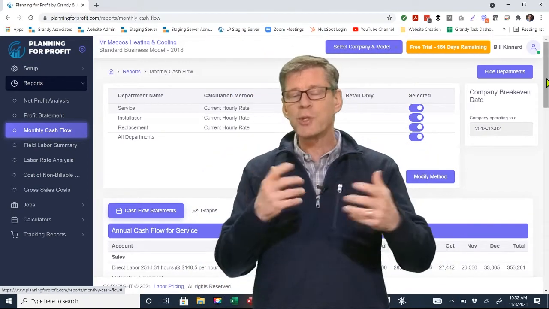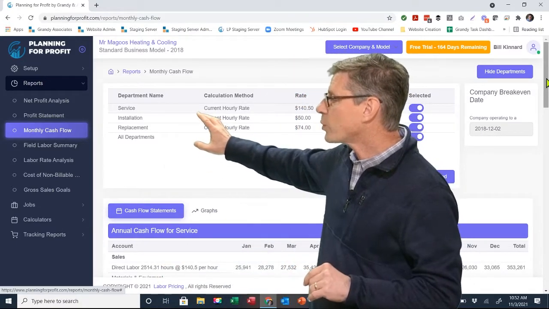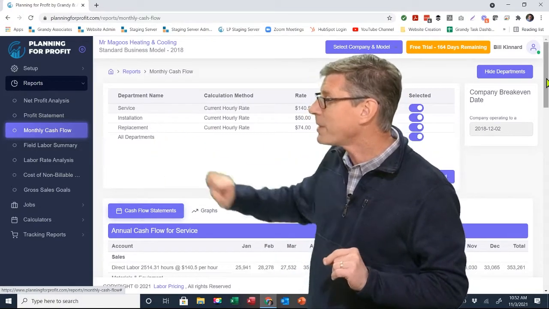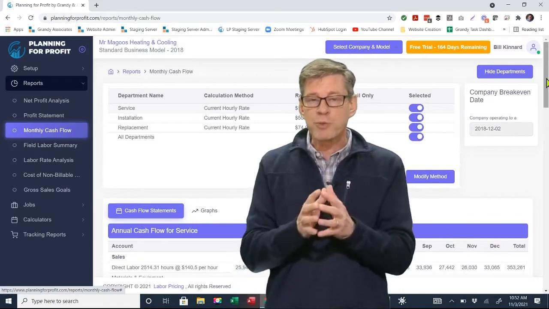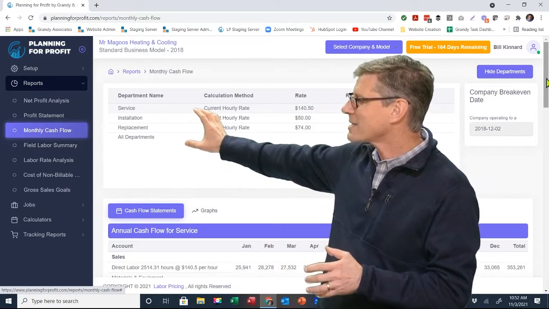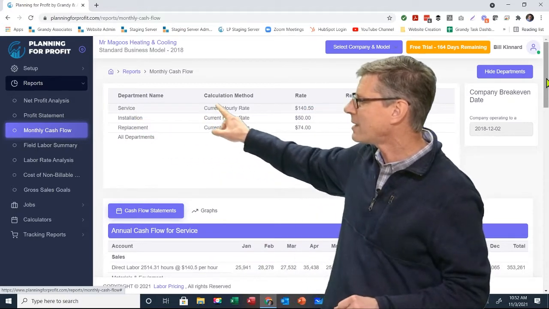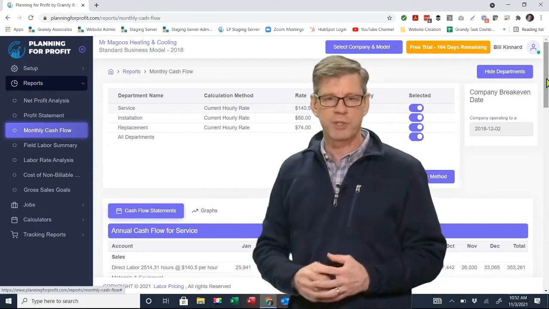So as you created your model in the pricing planning for profit software, it basically created a month-by-month budget for you for each department of your company as well as the company as a whole. So the way this report works is whatever you have highlighted at the top is what's going to display at the bottom. So currently I have the service department highlighted.